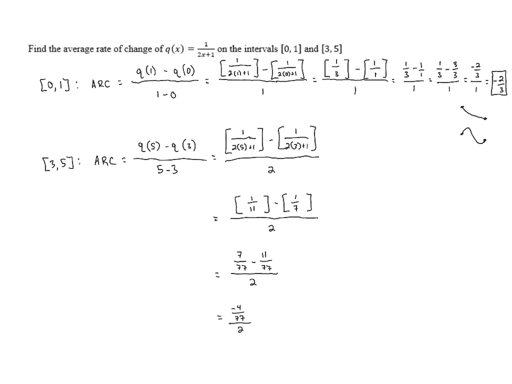So we've got negative 4/77 divided by 2. And we know that if we want to divide by 2, this is the same as multiplying by 1/2. So this is going to be negative 4/77 times 1/2. We can cross-cancel here with the 4 and the 2. They're both divisible by 2, so that becomes 2 over 1. And then when we multiply across, we've got negative 2 over 77. So here, the average rate of change is negative 2/77.